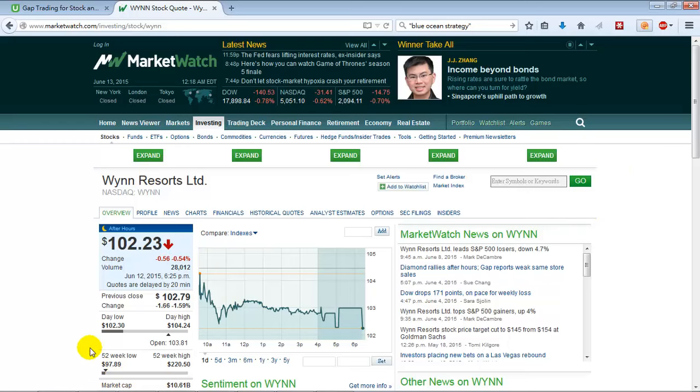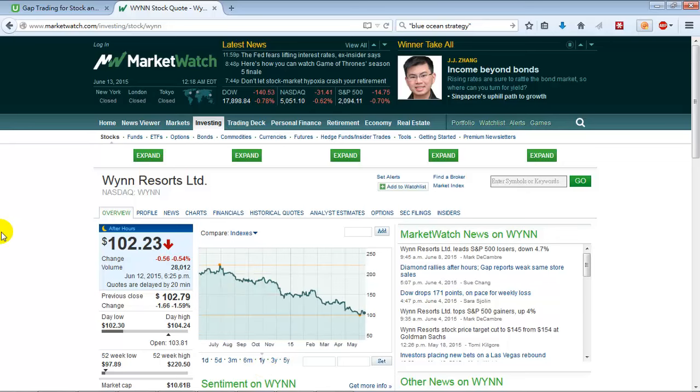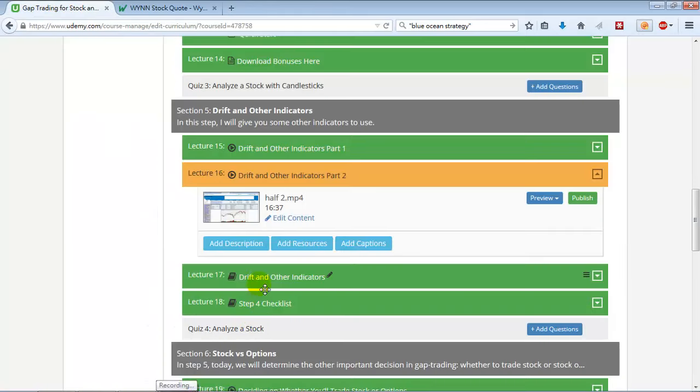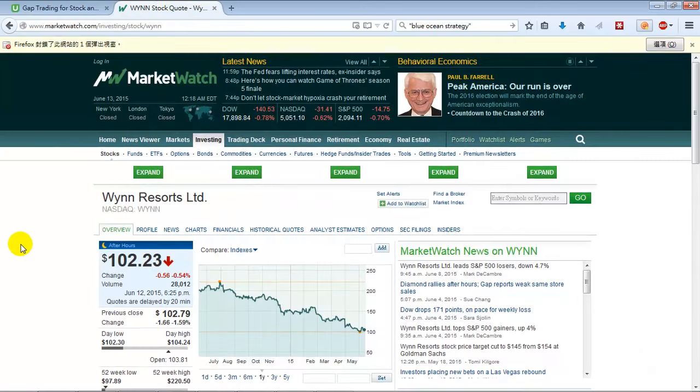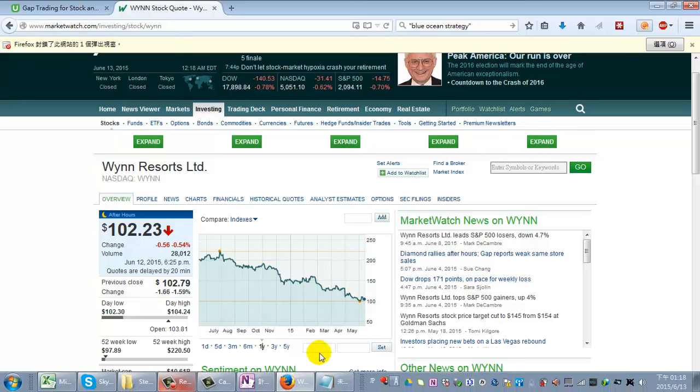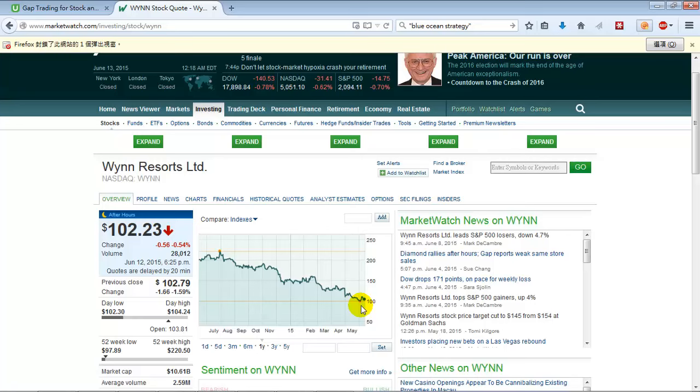So what we want to do first is go out to 1 year. I give the entire process in the Step 4 checklist and the drift and other indicators ebooks here. But essentially, you want to look at whether it's going down or going up, and whether we're at a low or a high for the year. Statistically, a stock that's at a 1-year low continues downward, whereas a stock that's at a 1-year high continues upward. So statistically, WIN is going to continue downward.